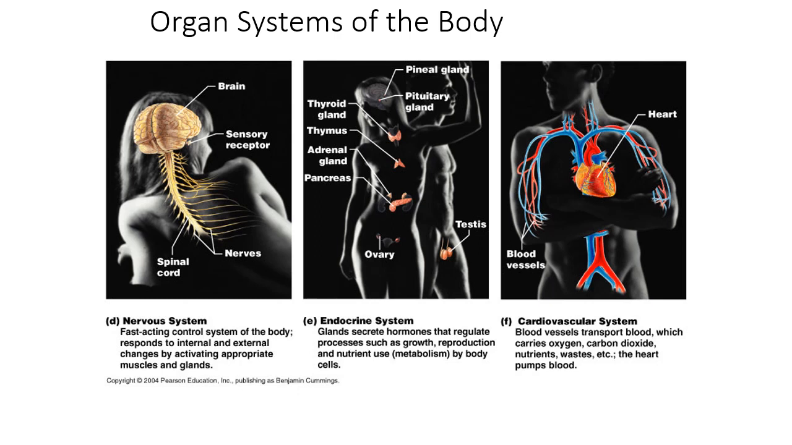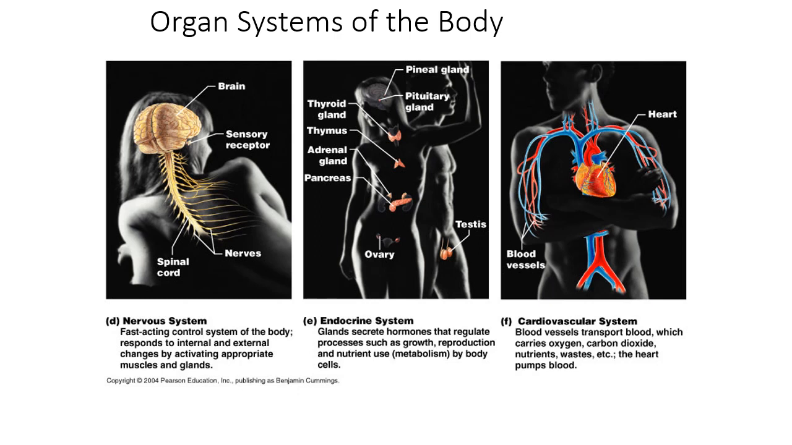Next up, we have the nervous system. And so for the body, we really have two systems for communication. We have the nervous system and we have the endocrine system. The nervous system is very quick but short-lived. And so it sends signals very quickly, but they don't last for very long.